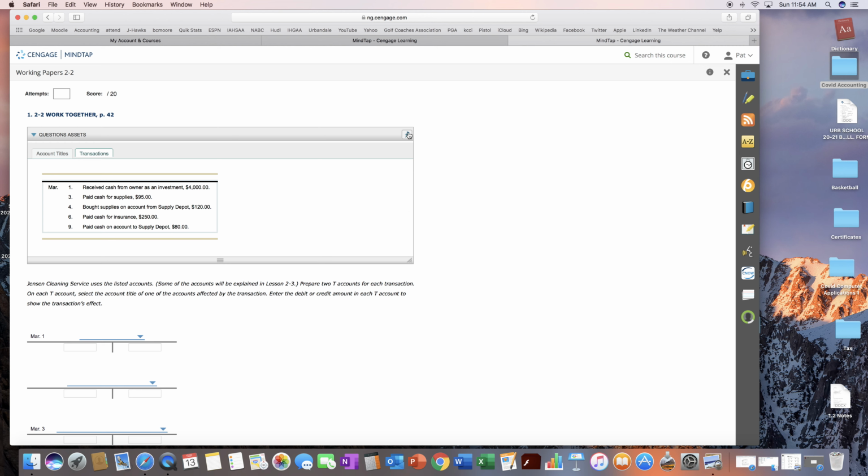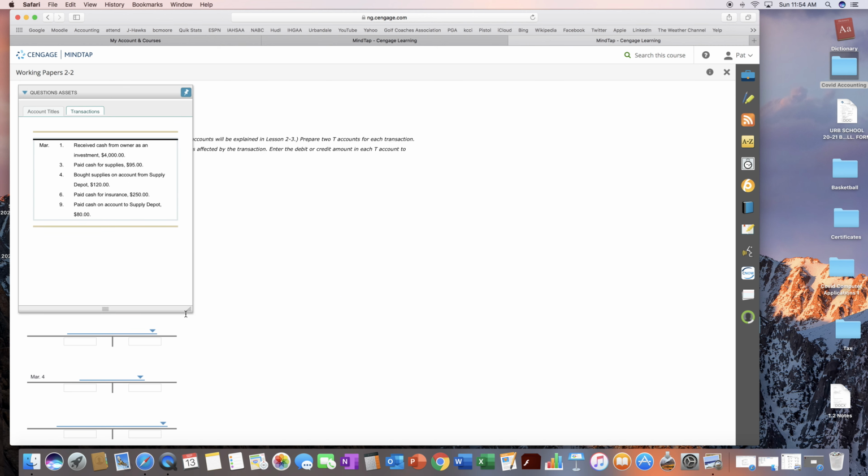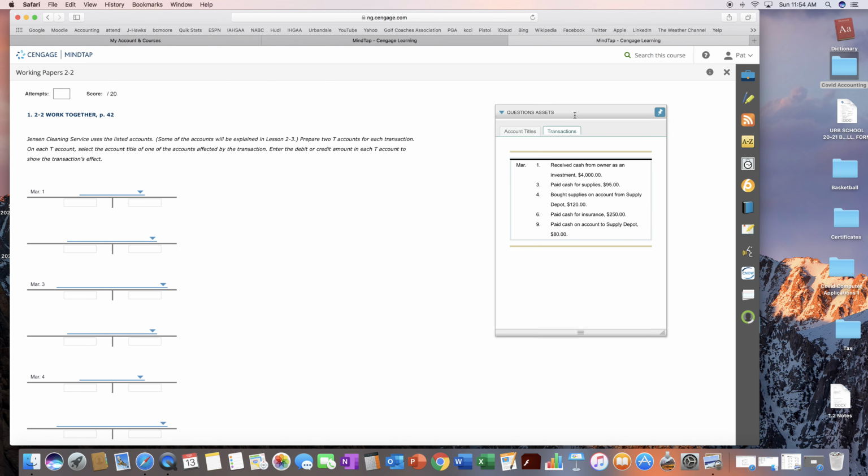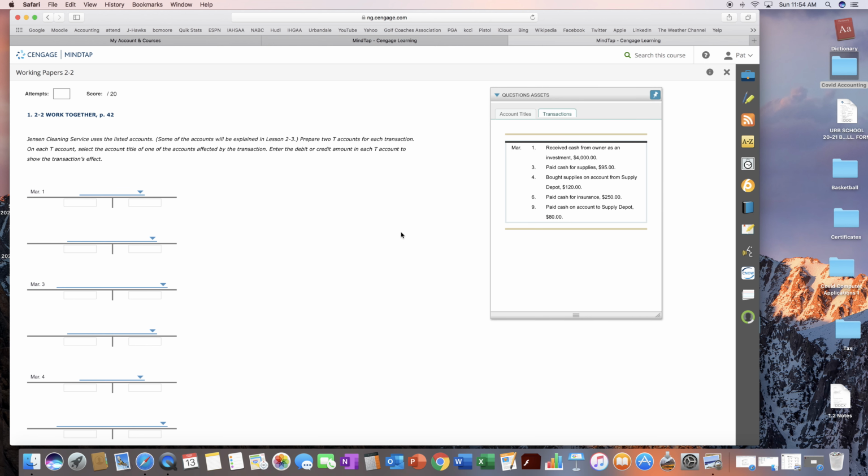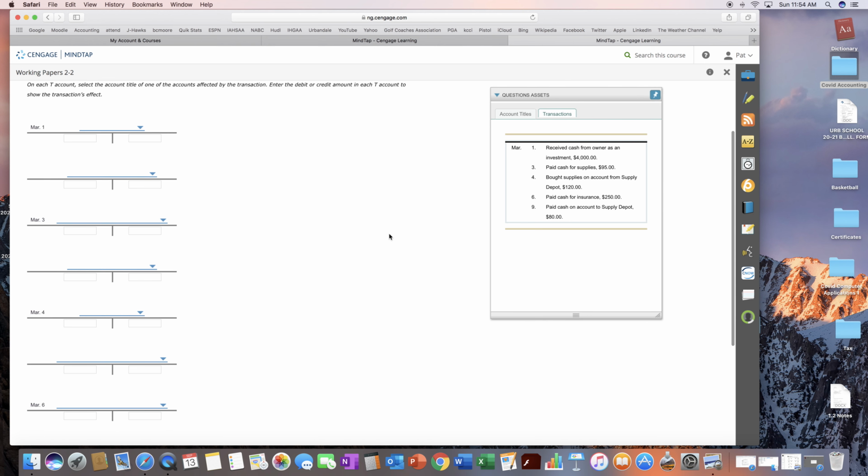And so I'm going to use this little pin and put that on the side so I can get these transactions going. So the first thing we want to do when you're doing this is each transaction is going to have 2 accounts that are going to be changed. We list the first one all the time. Receive cash from owner's investments. We have to decide which 2 accounts are being affected.